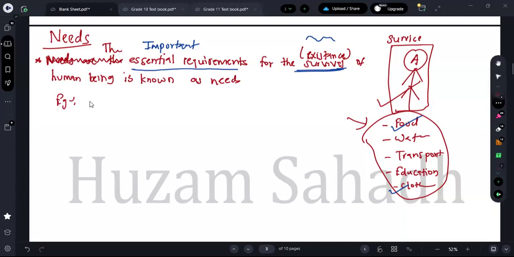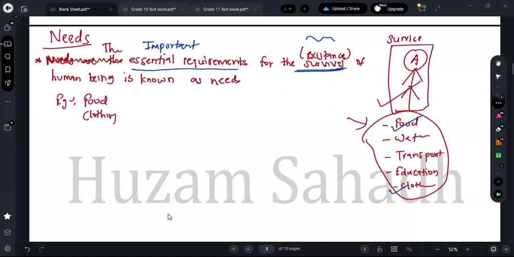So, guys, food is very important. Think about that. If you don't have food, will you be able to survive? No. Therefore, it is an essential requirement for you to survive. So food is a need. Let me take the next one. Let me take clothing. Definitely, guys, you should wear clothes, right? So clothing is also a need.